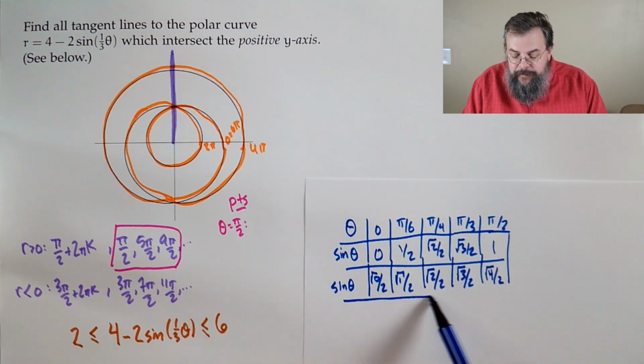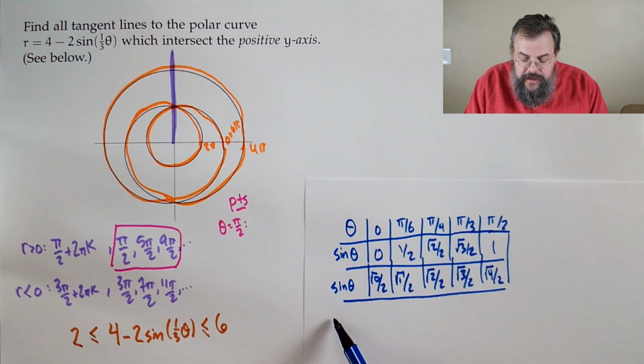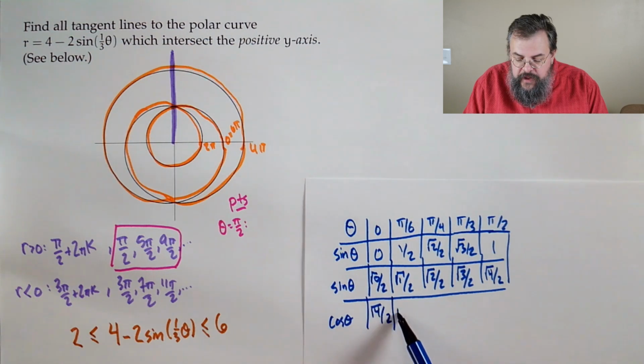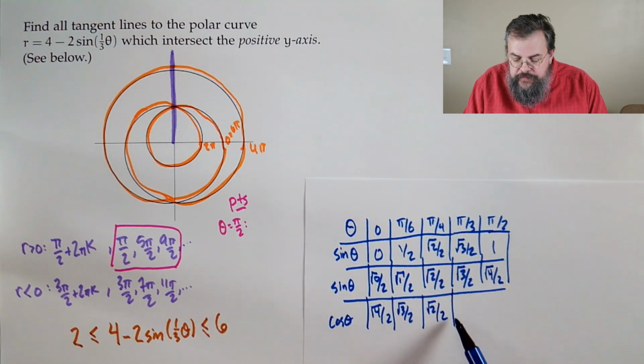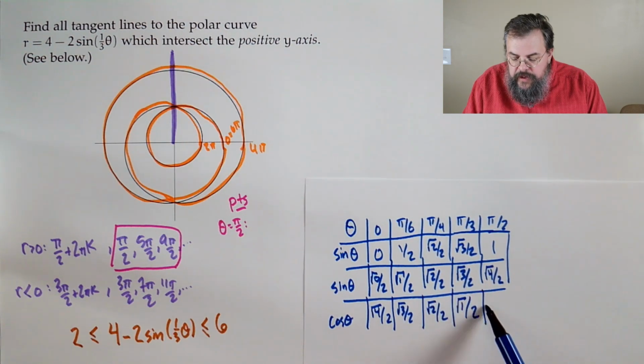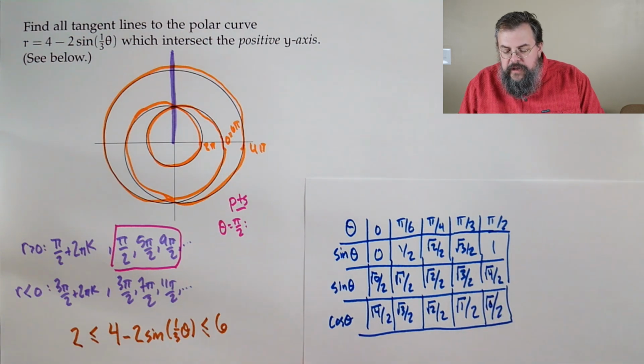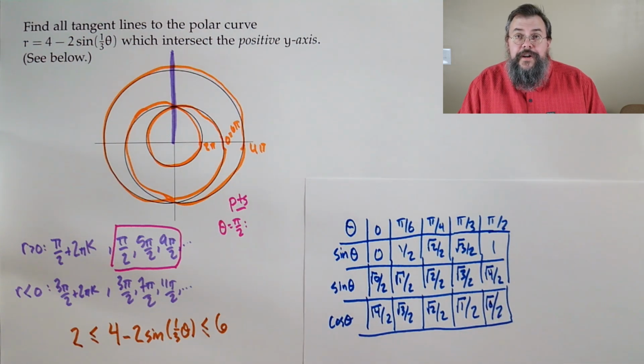How about cosine? Well, it turns out cosine is very similar, except it just goes the opposite way. Square root of 4 over 2, square root of 3 over 2, square root of 2 over 2, square root of 1 over 2, and square root of 0 over 2. And there you go. That's a nice little chart. It can help you remember if you're getting stuck.